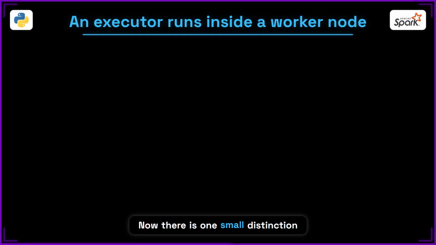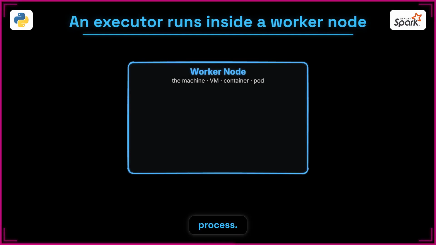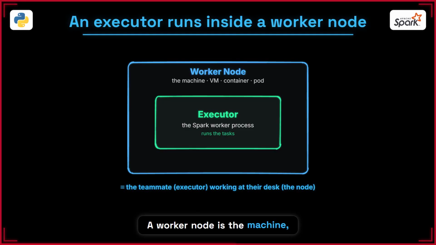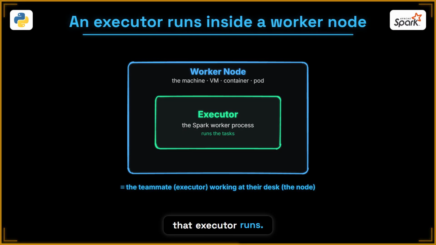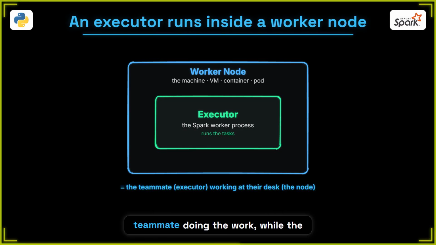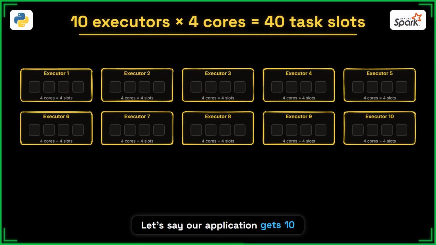Now, there is one small distinction that confuses many people. That is, an executor is the Spark worker process, but a worker node is the machine, virtual machine, container, or the pod where that executor runs. So, the executor is like the teammate doing the work, while the worker node is like the place where the teammate is sitting.